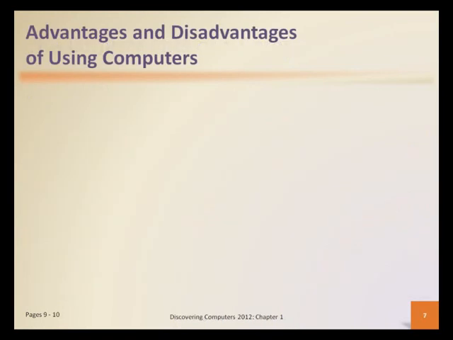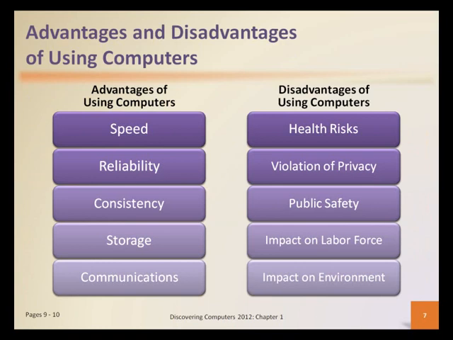Well, let's move on. Advantages and disadvantages of using computers. This whole idea of weighing cost and benefit, pros and cons, is something we do with everything. Computers are no exception. Obviously, computers are good at doing things rapidly. There's a sense in which reliability is enhanced, hopefully, and consistency. Computers are great at storing large amounts of data and information, and they're very good at communicating through a network or other communication mode. The disadvantages, and these are the usual suspects, are health risks and privacy and public safety.